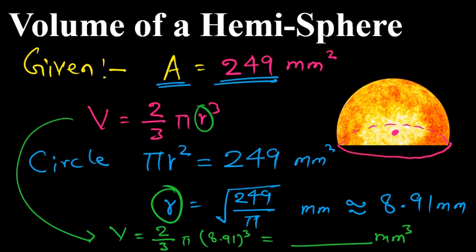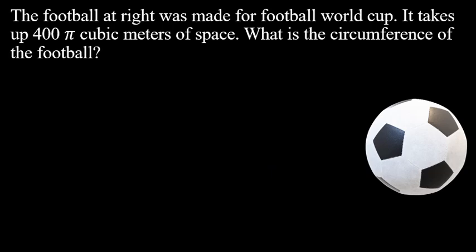Now let's try one different type of question. Now in this question, we have a football, which was made for the Football World Cup. It takes up 400 pi cubic meter of space. So basically the volume is given, 400 pi cubic meter space, right? What is the circumference of the football?